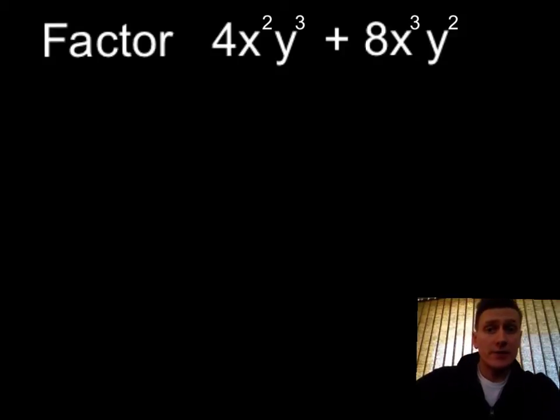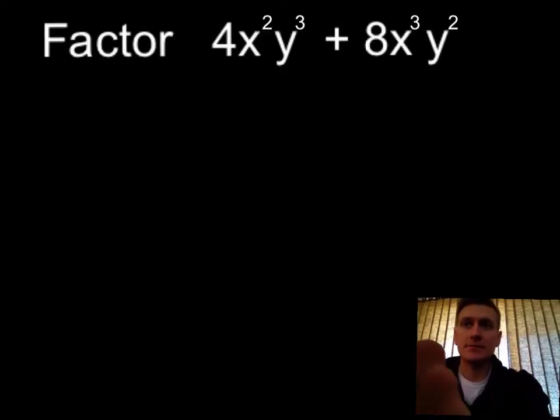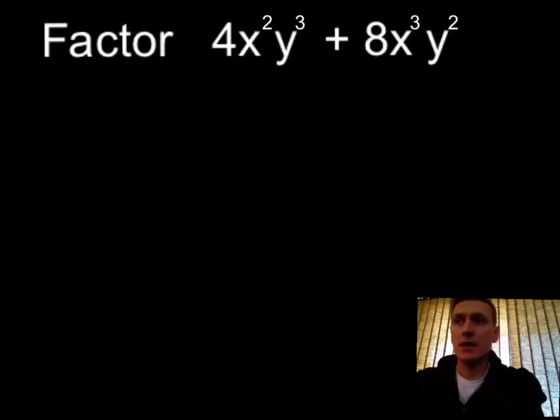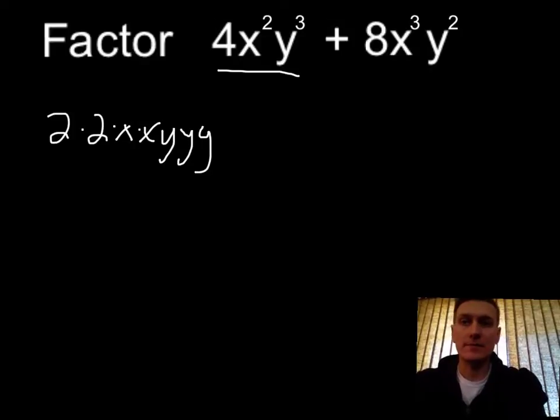Let's take a look at another example of factoring out a GCF, greatest common factor. The only difference here is we have an extra variable. We still have two terms, 4x squared y cubed and 8x cubed y squared. If we were to take a look at the first term of 4x squared y cubed, the prime factorization of 4 is 2 times 2. Expanding the variables, x squared becomes x times x. Y cubed, therefore expanded, would be y times y times y, three factors of y.